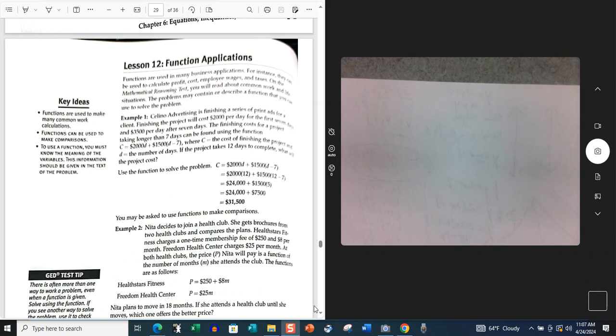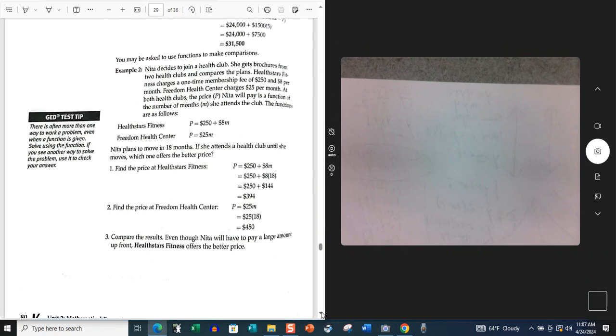Now they give us these equations, and it says Nita plans to move in 18 months. If she attends the health club until she moves, which one offers the better price? So what you would do is calculate for the full 18 months to see which one is the cheaper price, and it turns out that it's Health Stars, which is cheaper at $394 for the 18 months. Now, we're going to look at the next page.